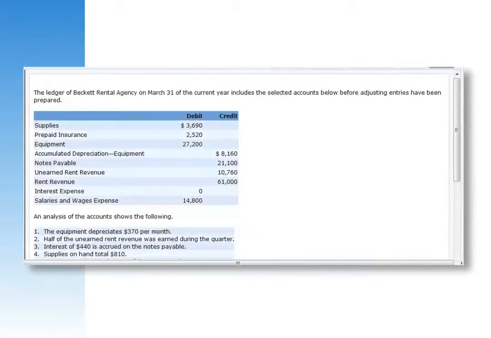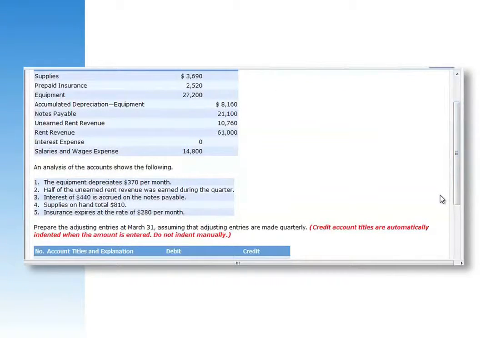The purpose of this exercise is to review adjusting entries. We are provided with an unadjusted trial balance for Beckett Rental Agency as of March 31st. In addition, we're told that there were 5 adjusting items.